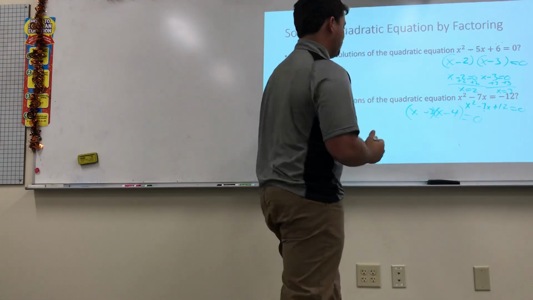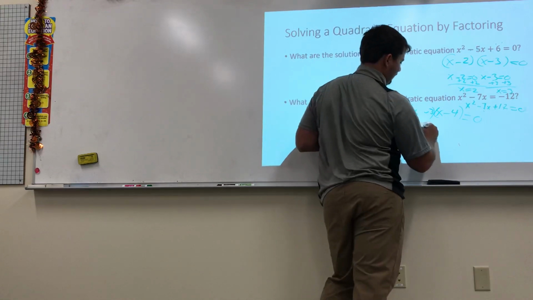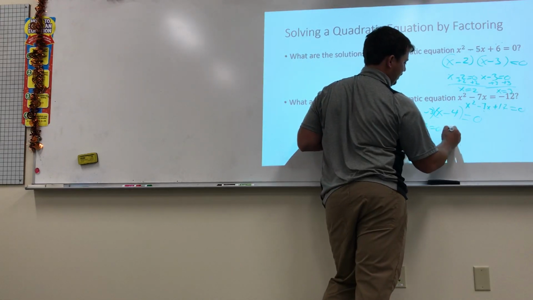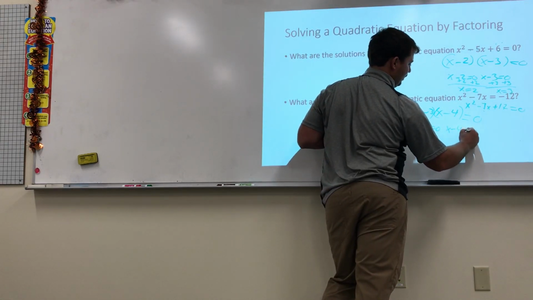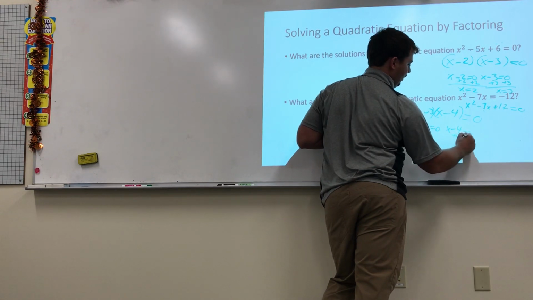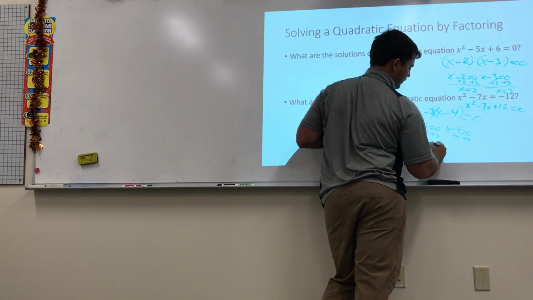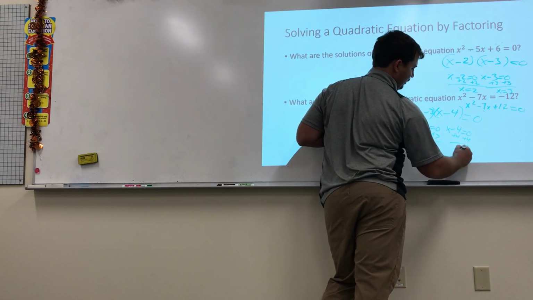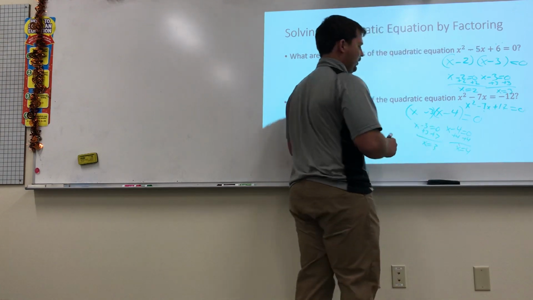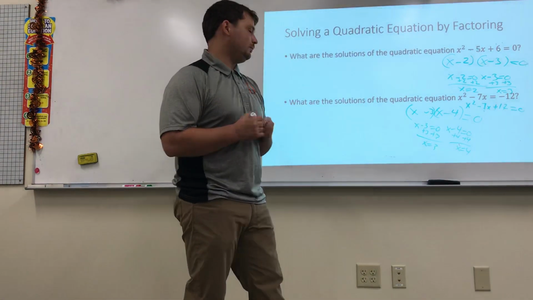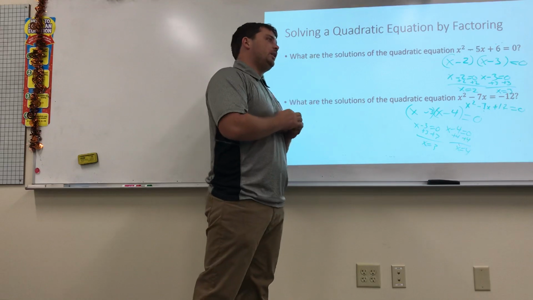Then we set each one of these equal to 0. x minus 3 equals 0, x minus 4 equals 0. Plus 4, plus 4, plus 3, plus 3. You get x equals 3, you get x equals 4. Those are your two solutions for that one.